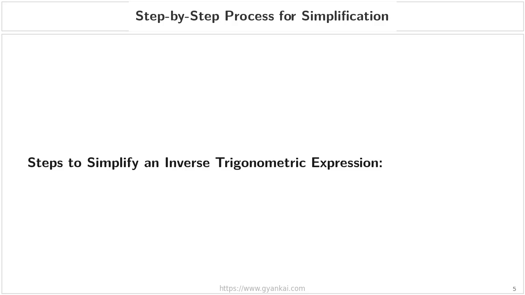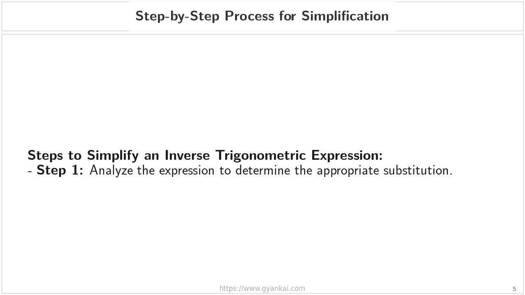Step-by-step process for simplification. Now that we have discussed how to choose the correct substitution based on the algebraic structure, let us walk through the systematic process of simplifying an inverse trigonometric expression. I will break this down into a clear, step-by-step workflow. Starting with step 1, analyze the expression to determine the appropriate substitution. This is where you apply the guide we just covered in the previous slides. You need to look for specific patterns, such as a square root of a constant minus x squared, to decide whether you should use sine, tangent, or secant.